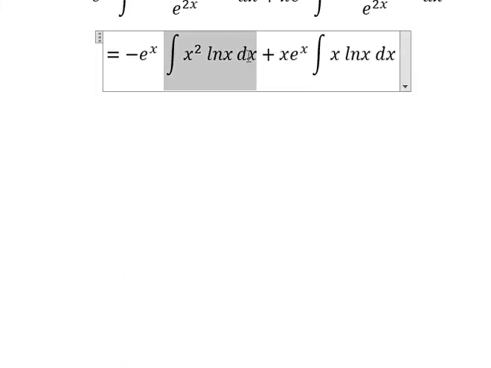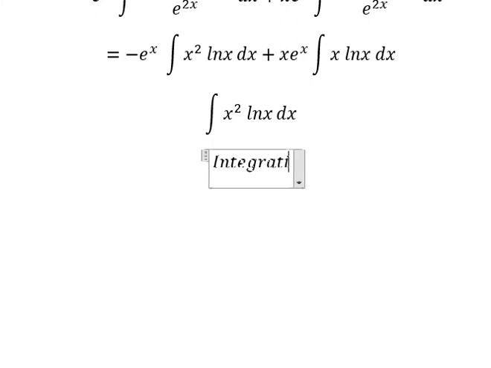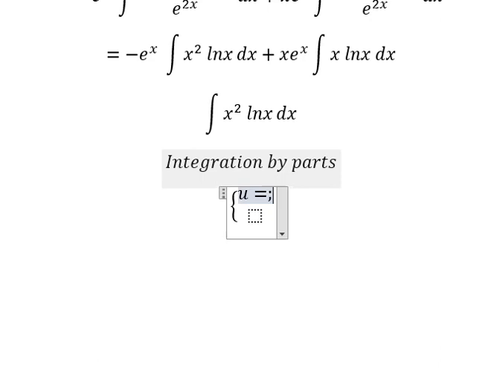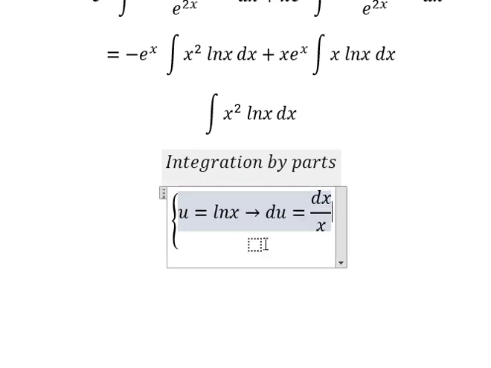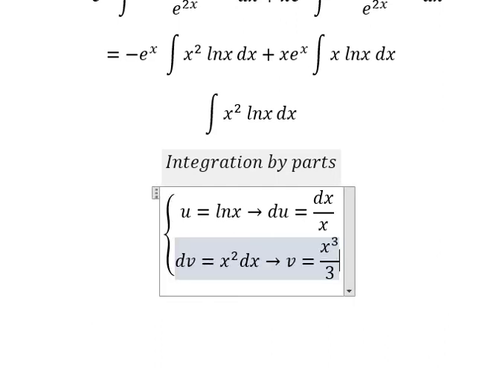So I will show you the technique how to find this integration and this integration. We need to use integration by parts. So I will put u equals ln s. Later, we do the first derivative for both sides. dv we have s squared ds. The integration of this one we have v equals s to the power of 3 over 3.